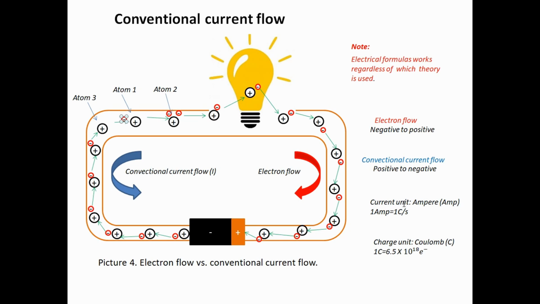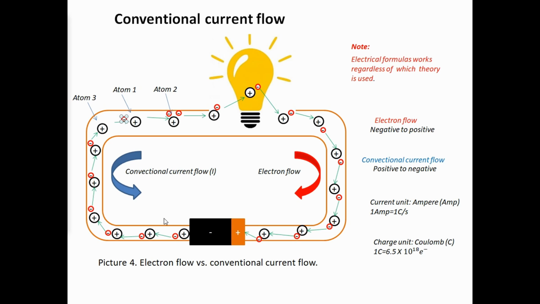The current unit is the ampere. The ampere is equal to 1 coulomb per second. A coulomb is the charge of 6.5 times 10 to the 18 electrons. When we say that 1 ampere is going through our circuit, this means that this amount of electrons are moving each second.